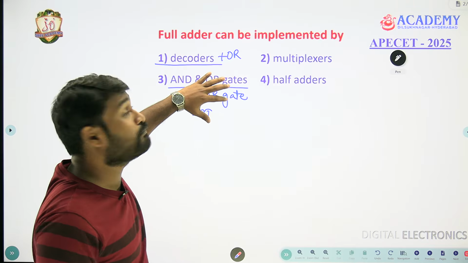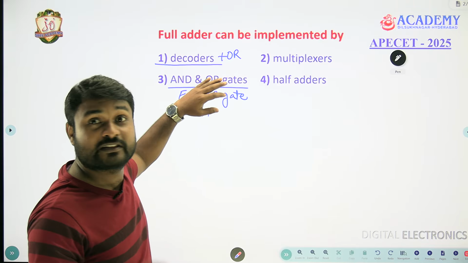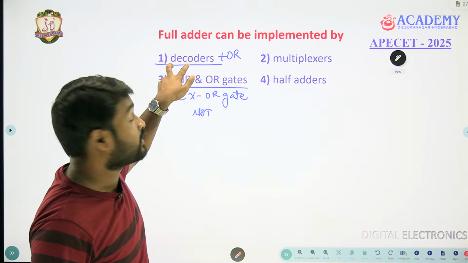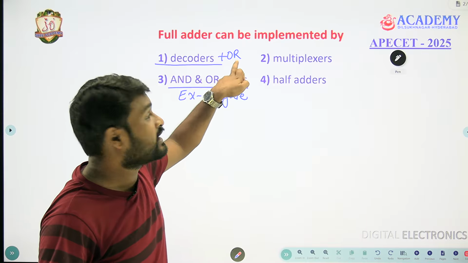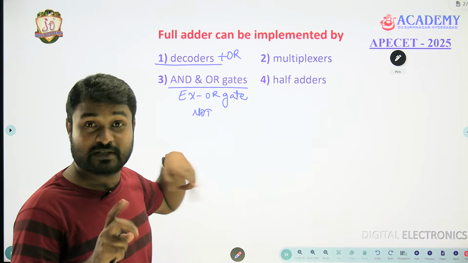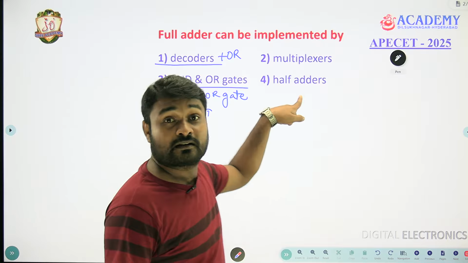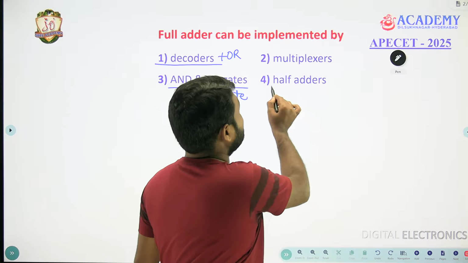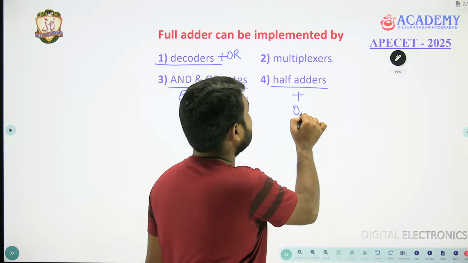Full adder with simply gates. Full adder with one block: the block is a decoder. If you have a decoder plus one OR gate, then you can realize a full adder. Plus one OR gate. Okay. Half adders alone you cannot make the full adder. Half adders plus an OR gate are also required.